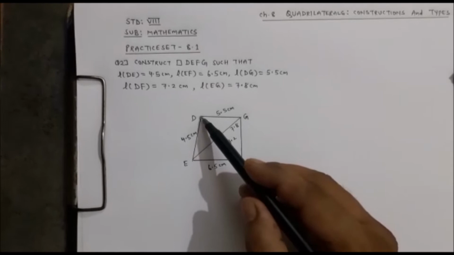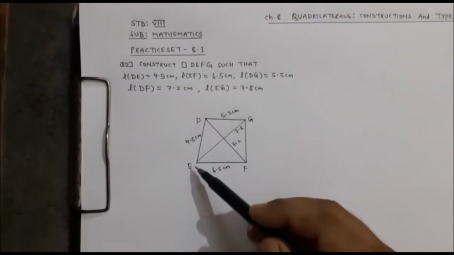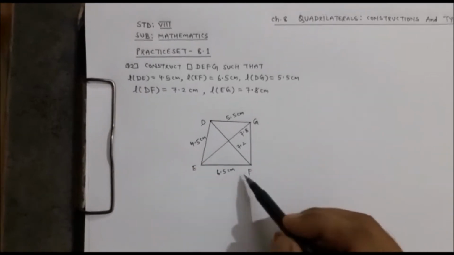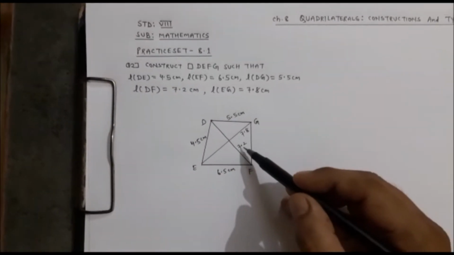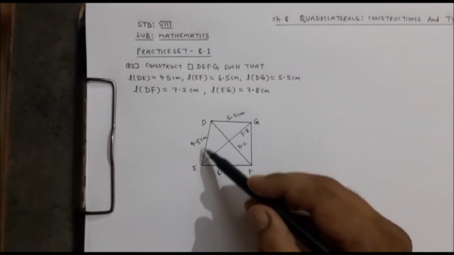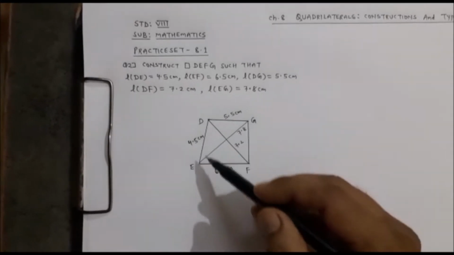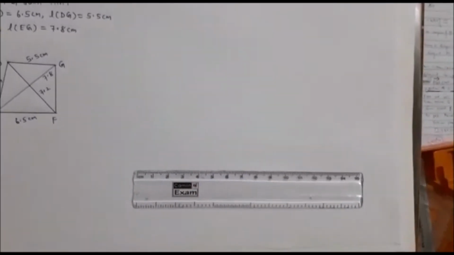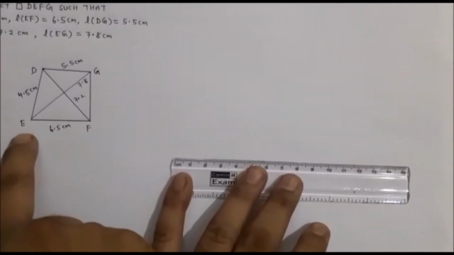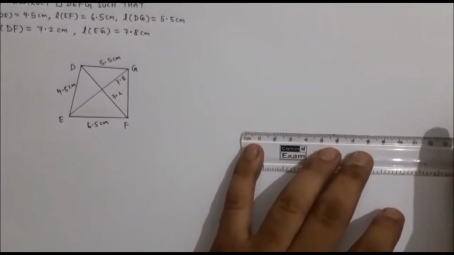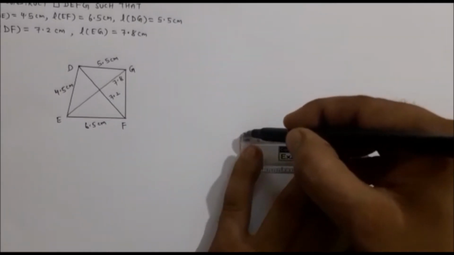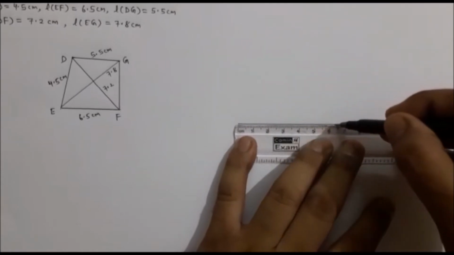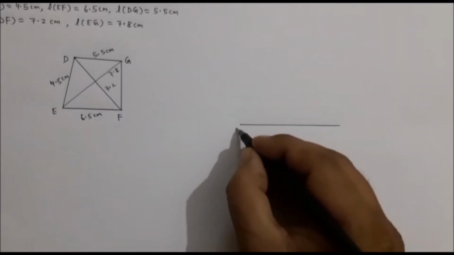We can check triangle DEF. Okay, you can see triangle DEF where all 3 sides are given. DE 4.5, EF 6.5 and DF 7.2. The first step, we will construct triangle DEF, right? Let's go for that. Start with the actual construction. So first we'll draw the base EF, right? 6.5 centimeter. This is 6.5 centimeter EF.